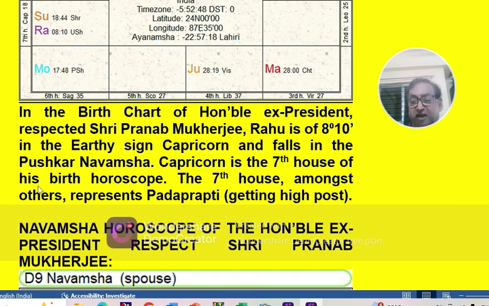So let us narrate. In the birth chart of Honorable ex-President, respected Sri Pranab Mukherjee, Rahu is at 8 degrees 10 minutes in the earthy sign Capricorn and falls in the Pushkar Navamsha. Capricorn is the 7th house of his birth chart. The 7th house, amongst others, represents Padaprapti, getting a high post.